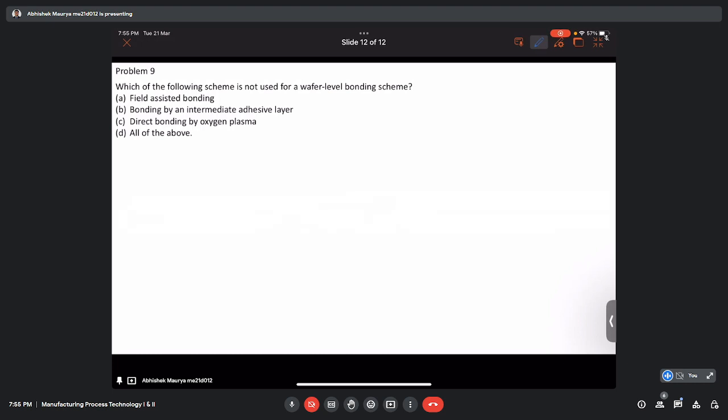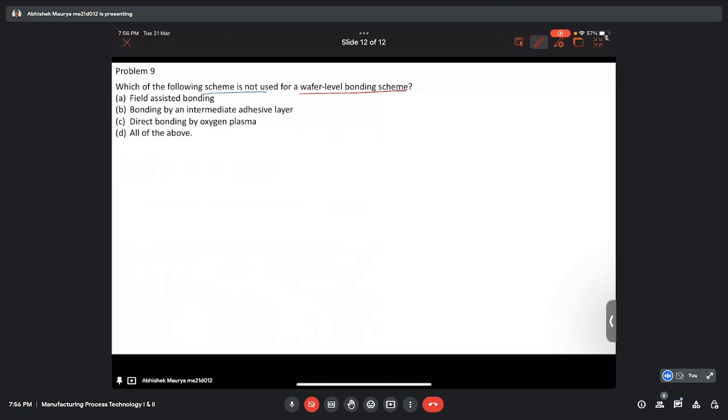Okay, so let's start discussing the problem. In this problem, it has been asked, which of the following scheme is not used for wafer level bonding. So what we are trying till now, we are trying to manufacture a component which has very small dimensions. It is less than a micron.